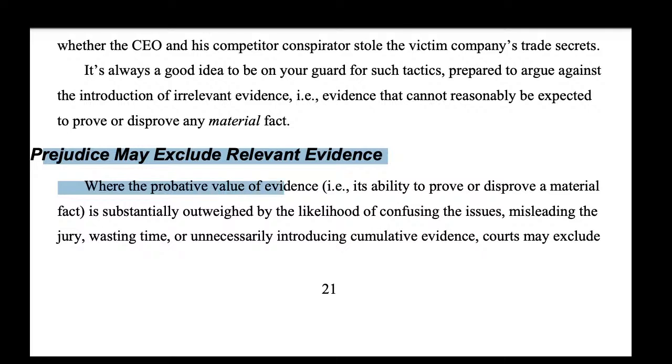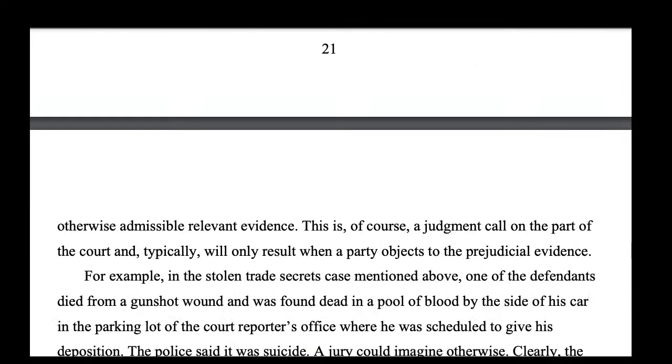Prejudice may exclude relevant evidence where the probative value of evidence, an example, its ability to prove or disprove a material fact, is substantially outweighed by the likelihood of confusing the issues, misleading the jury, wasting time, or unnecessarily introducing cumulative evidence. Courts may exclude otherwise admissible relevant evidence.